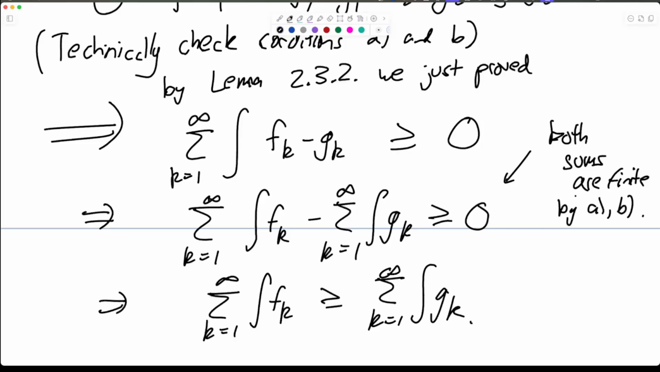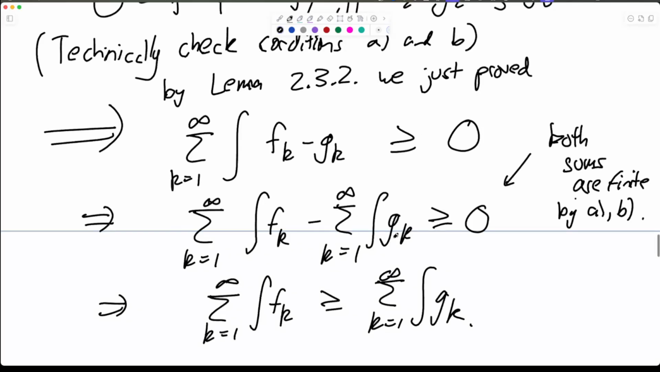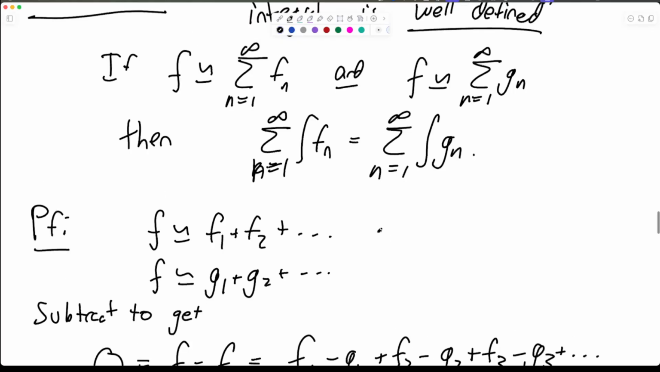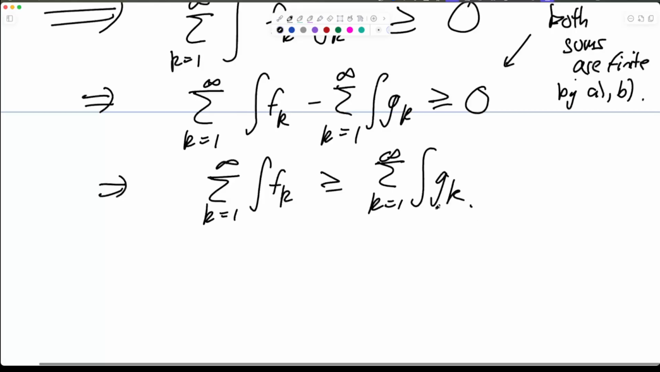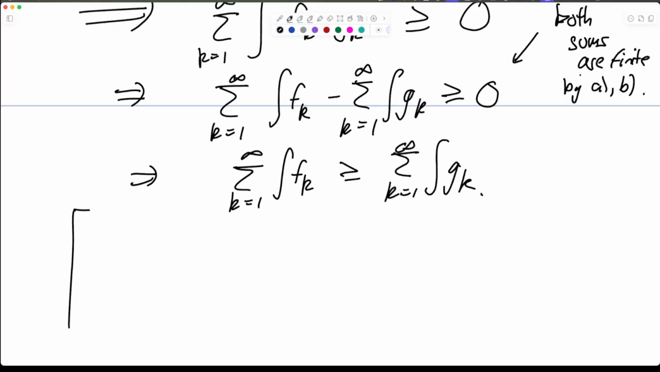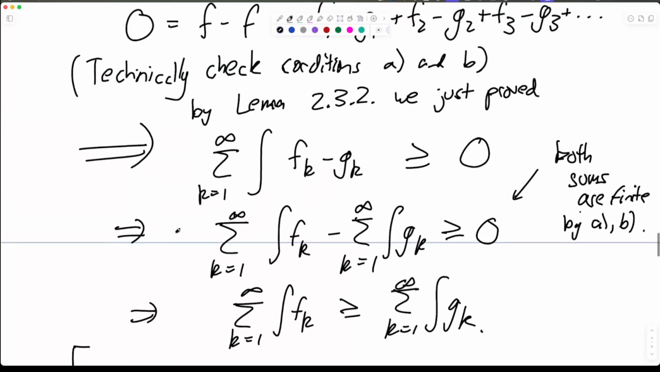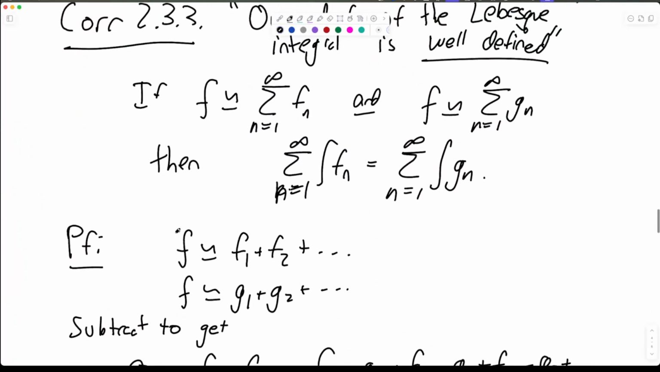Okay, great, we did it. So what did we want to prove? We wanted to prove the integral of the f's equals the integral of the g's. And I got to the integral of the f's is greater than the integral of the g's. So now we need another step. Can anyone think of what we should do now? I proved that the f's are bigger than the g's, but I want them to be equal.